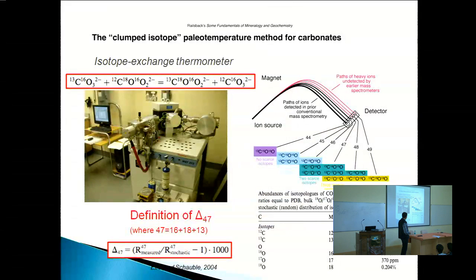And this thermometry was discovered with the intention that it would give another handle to the already existing thermometry, which is oxygen isotope thermometry. But we found out that it gives much better information.